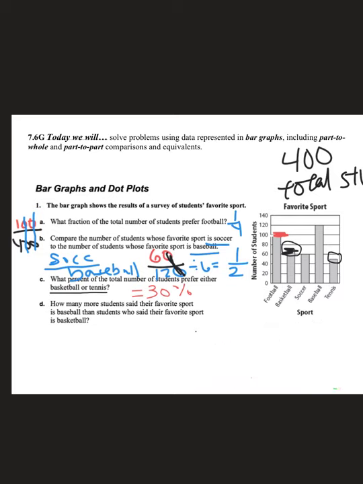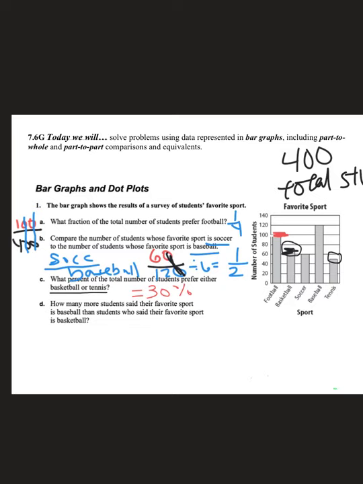Now we'll do the last problem. D, how many more students said that their favorite sport is baseball than students who said their favorite sport is basketball? So we're comparing baseball to basketball. Actually, this one is not even that deep. So let me erase that. And I'm not editing out my mistake on purpose, right? Because this is a big mistake that a lot of students will make.